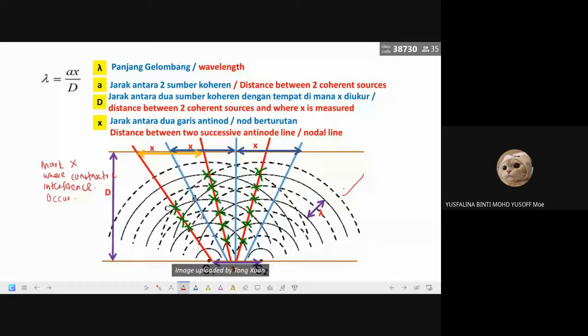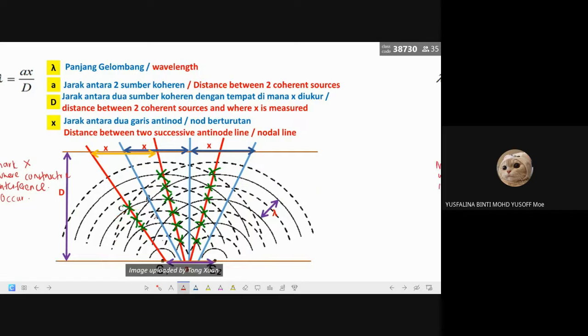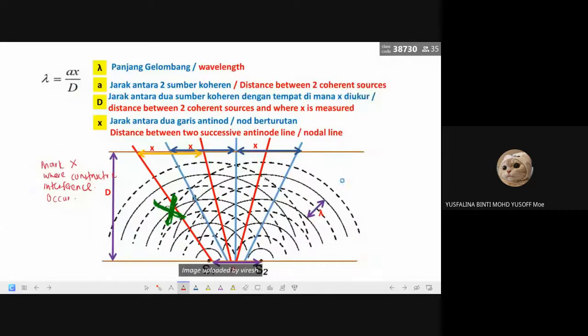Who is it? Tong Zuen. This is a destructive, right? This is the crest. The line here is the crest, while the dotted line is the trough. So crest meeting trough is actually destructive. Okay, so this one is correct.